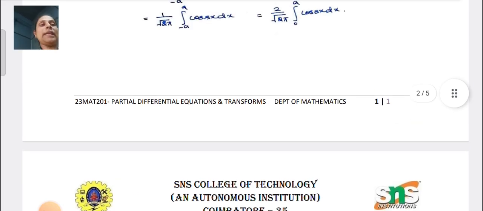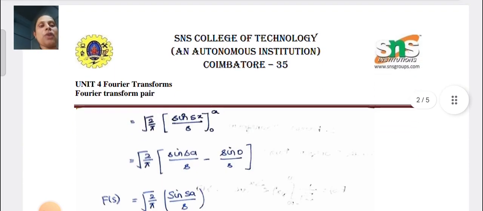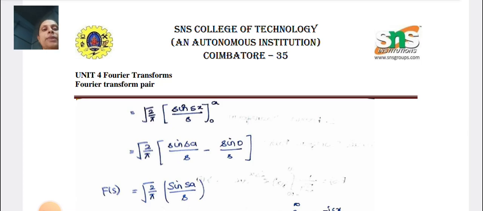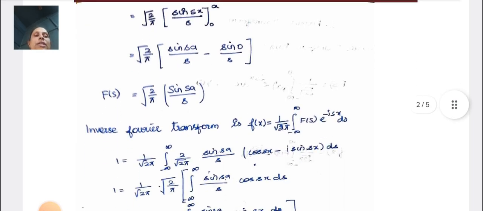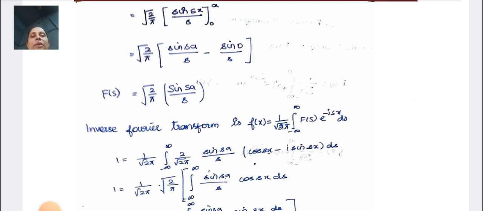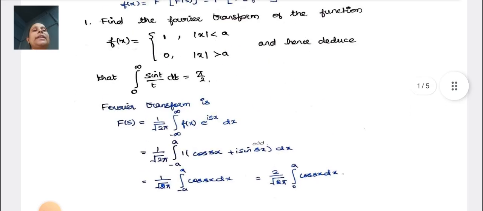Next we want to integrate cos. The integral of cos is sin, so sin sx divided by s. Then we substitute the upper limit and lower limit. The upper limit is a and the lower limit is 0. So we get root 2 by pi times sin sa divided by s minus sin 0 by s. The sin 0 is 0, you know. So the Fourier transform of the function 1, we get the answer root 2 by pi sin sa by s.